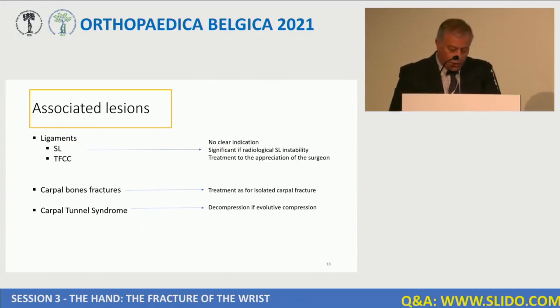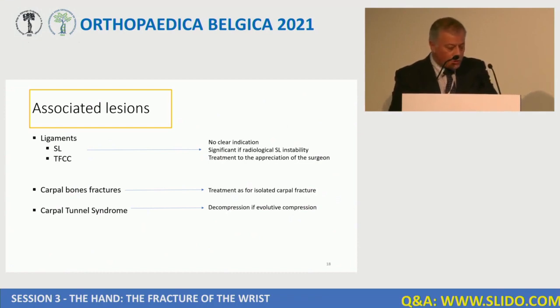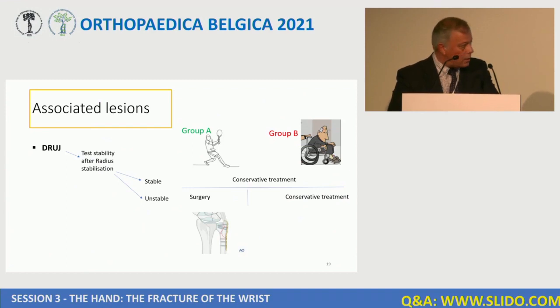What about associated lesions? The need to treat the associated ligament injuries is unclear, except perhaps in the case of radiological destabilization of the carpus by scapholunate dissociation. Fractures of the carpal bones are treated as usual. The median nerve will be decompressed at the level of the carpal tunnel in the event of persistent pathology beyond a simple contusion.